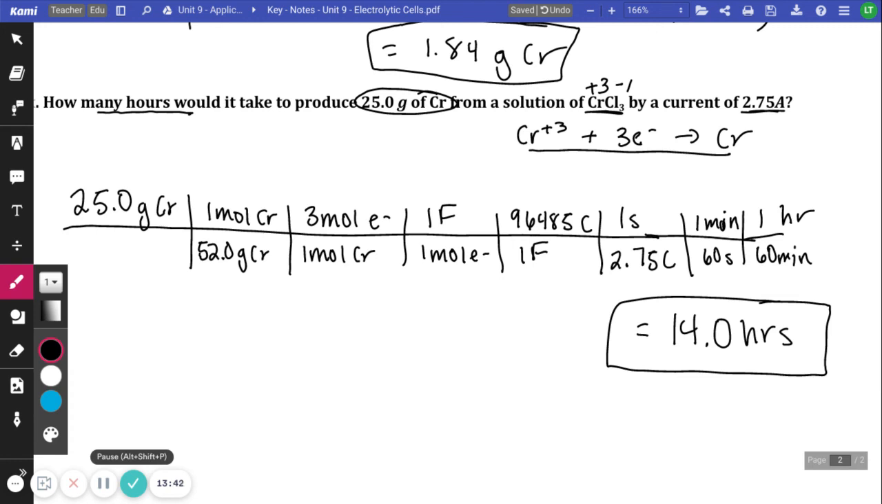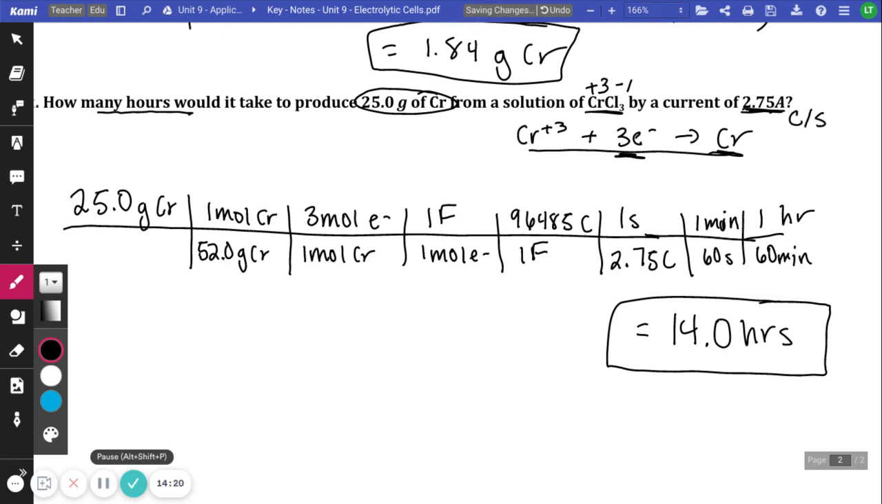Okay, cool. So then I'm going to take my 25 grams of chromium, which is my starting point. And I'm going to convert from grams of chromium into moles of chromium, from moles of chromium into electrons. So for 1 mole of chromium, I make 3 moles of electrons. And then I'm using those 2 conversion factors we were given. 1 mole of electrons is 1 Faraday, and 1 Faraday is 96,485 coulombs. And then we're given the amps, and remember amps is in coulombs per second.